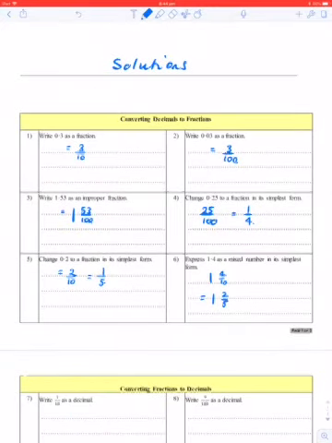So that's simply how you convert decimals to fractions. The questions don't really get any harder than this, and the concepts are all quite the same. Converting fractions to decimals is a little bit trickier. Let's start off with the basics.